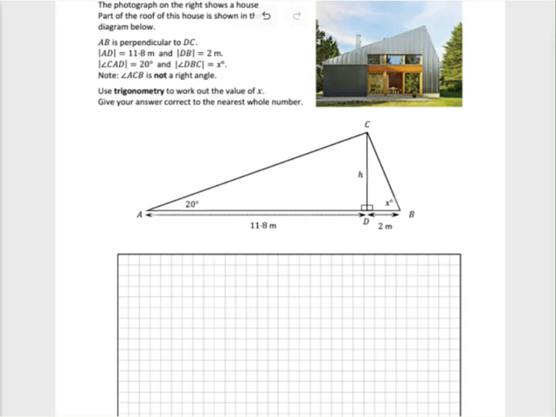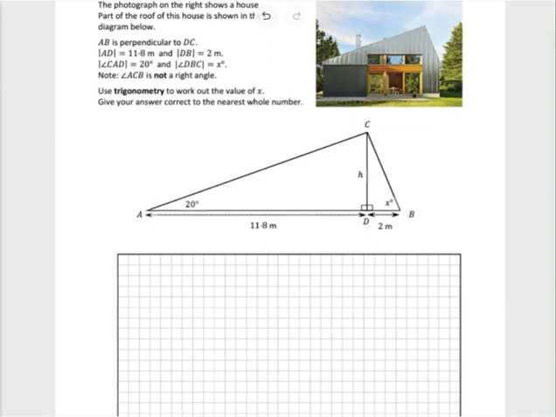Question 13, again trigonometry. We are given this diagram based on the dimensions in the actual building in the picture, and ultimately we need to find this angle x, which is at the corner of the shape.